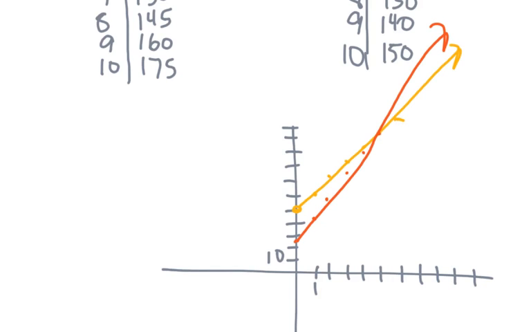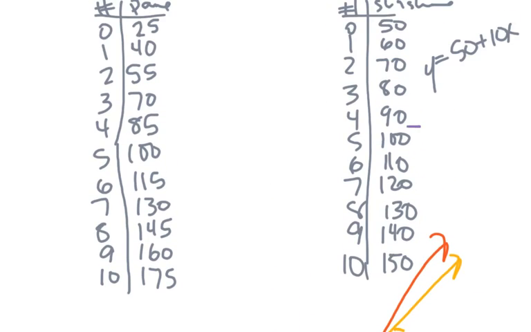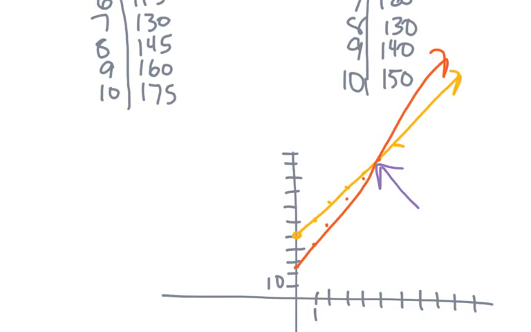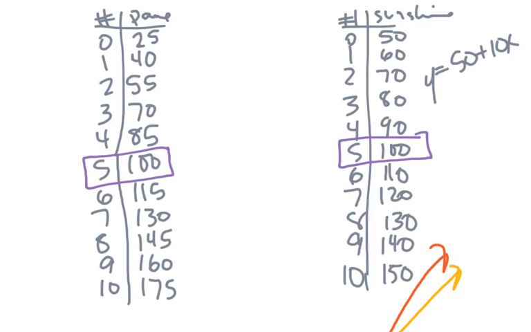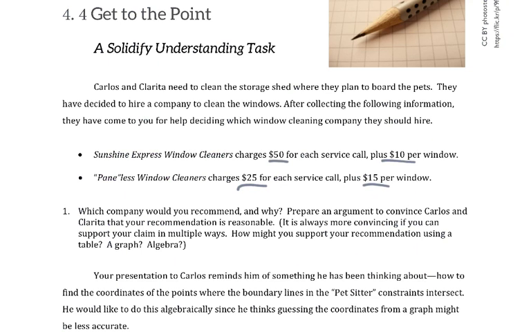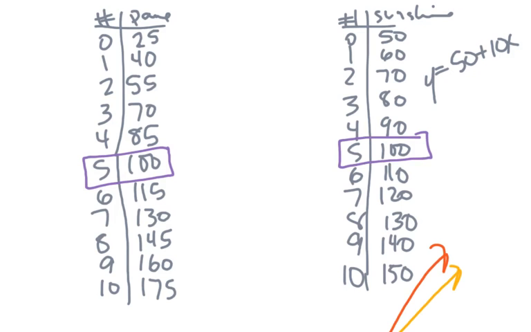Okay. Now, we should notice a few things, shouldn't we? Okay, we should notice what happens at 5 windows. Okay. That's the same amount. Okay, we notice it on the graph because they intersect at that point. 5 windows costing $100. Okay, so what that tells us is when we're explaining this, it's not so cut and dry. And if we knew how many windows they were going to get cleaned, that would probably help too.